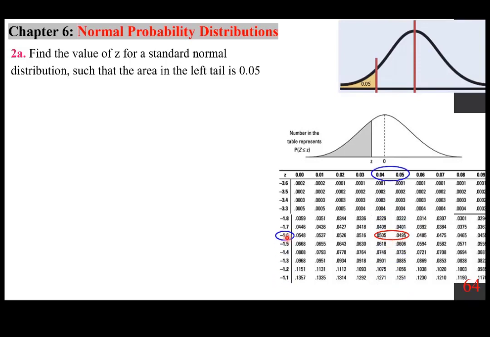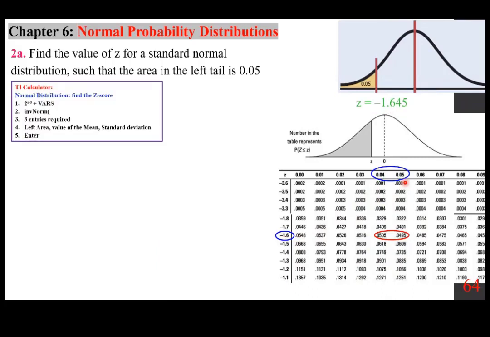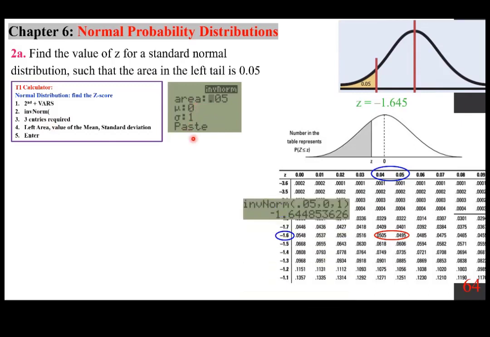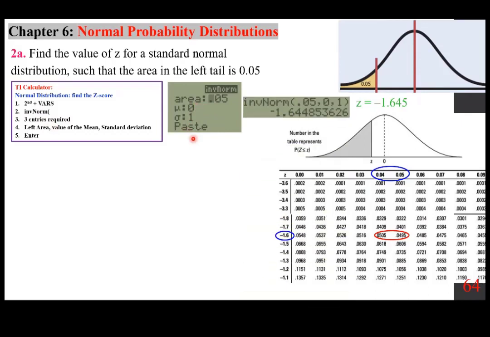Therefore, -1.64, -1.65, somewhere in between is the answer, and z becomes -1.645. However, you can use technology for a simple question like that, using second variables and inverse norm, putting the area and the values of mu and sigma accordingly, and it gives you the answer, of course, with a lot more decimals.